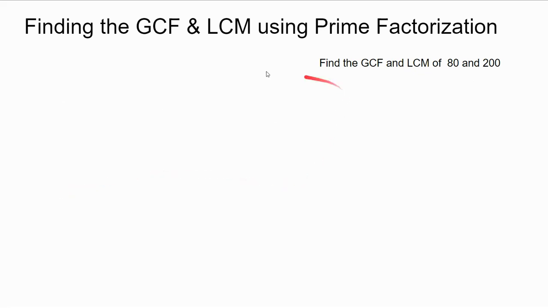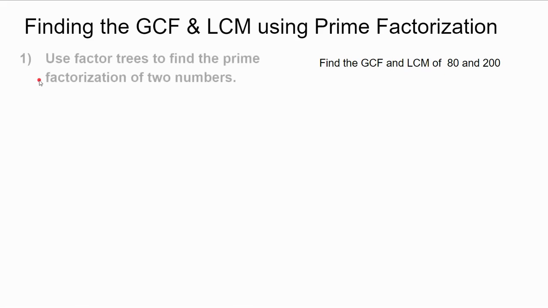So let's look at an example here. All right, here we go. Find the greatest common factor and least common multiple of 80 and 200. Notice the little bigger numbers, right? Who wants to list all of those factors and find all of those multiples? Well, you don't have to. So here's how the process works.